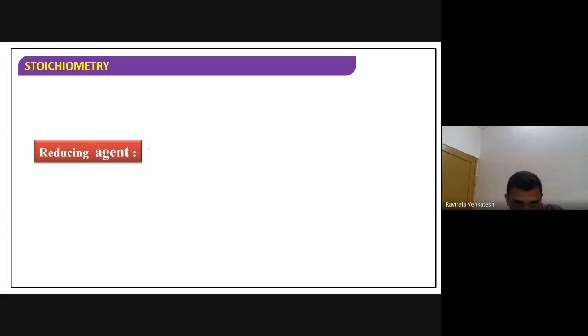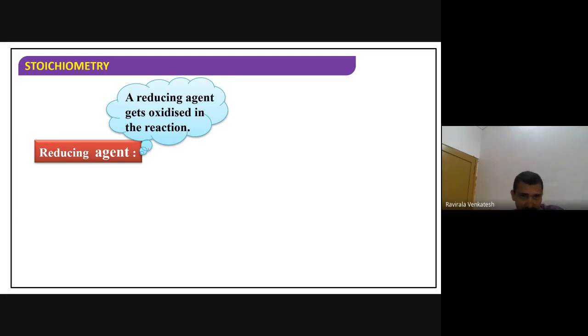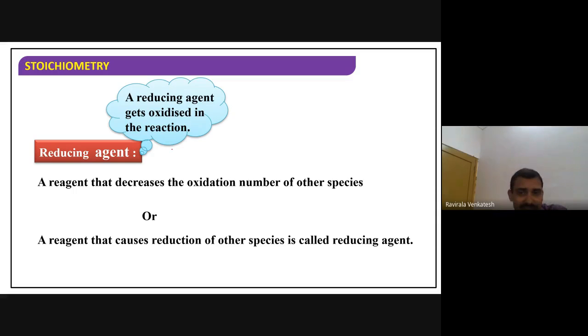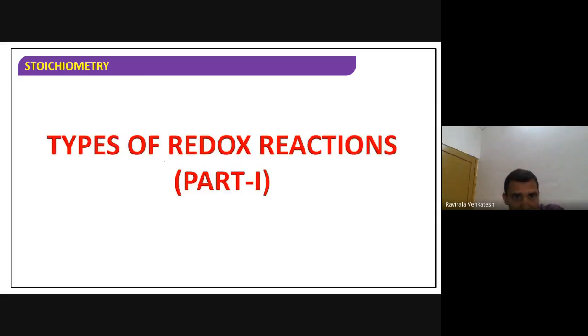Reducing agent means what? The substance which undergoes oxidation, the substance which loses electrons. The substance which loses electrons or undergoes an oxidation reaction is called the reducing agent. This we already discussed in yesterday's class.